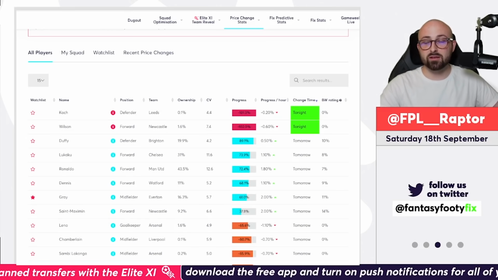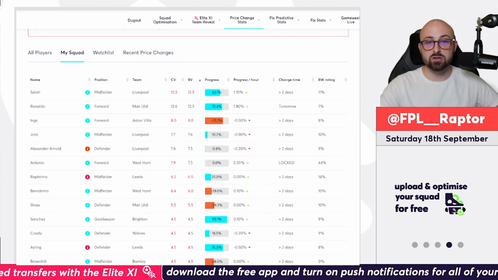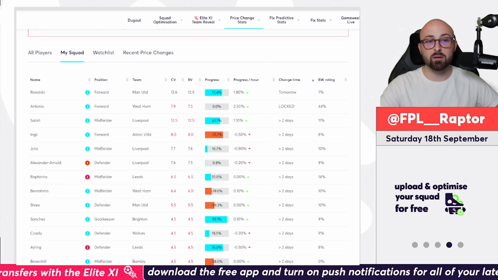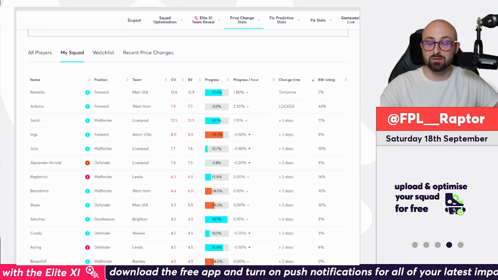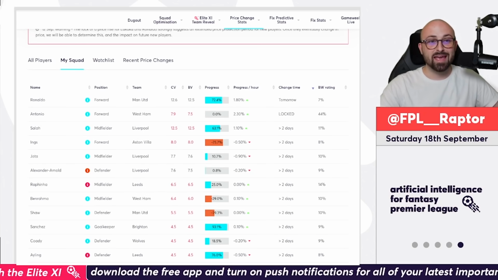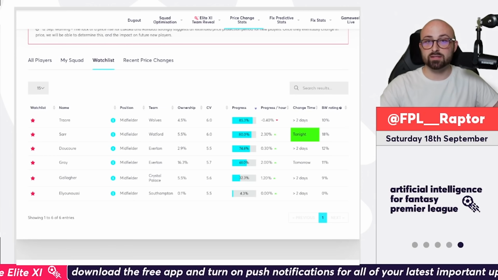You can do whatever you want. The other interesting thing you can do is once you've logged on to the site, you can just look at your squad. So I can see here any of my players looking like they're going to fall in price or rise in price. And you can see, no, there's absolutely no one there. So that's absolutely great. And then you can have a look at your watch list as well.